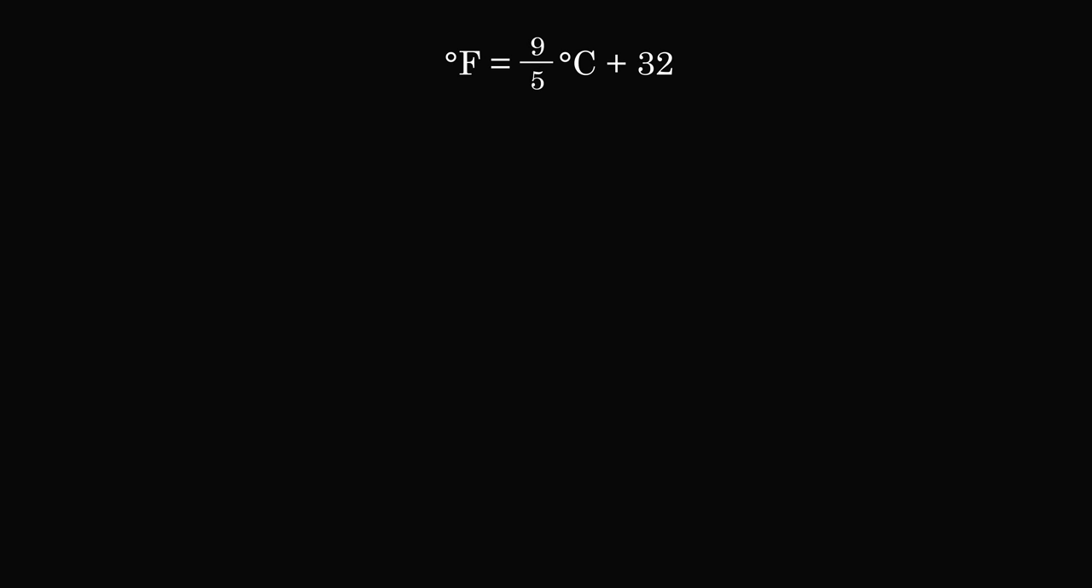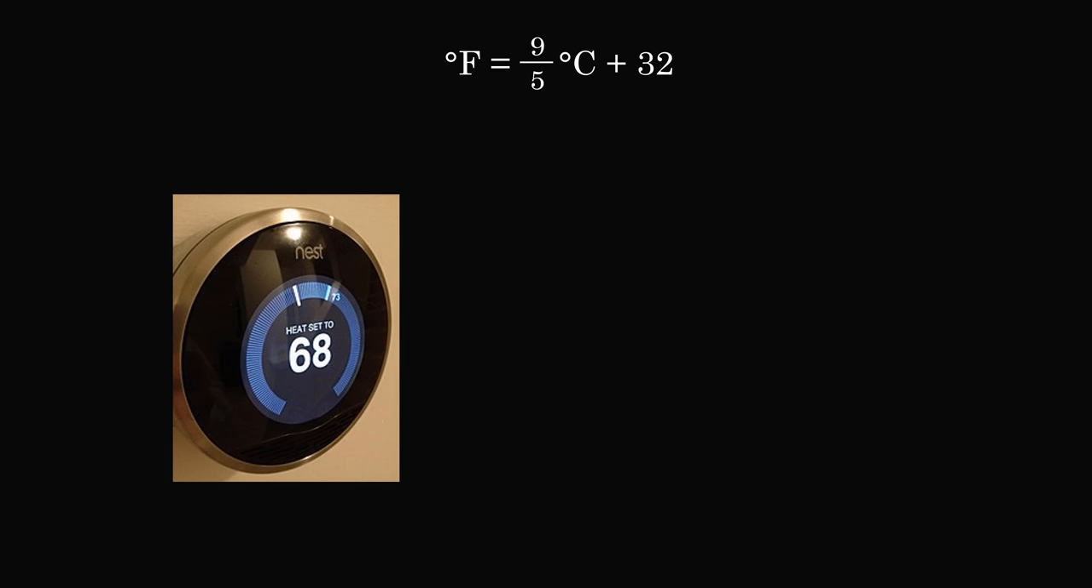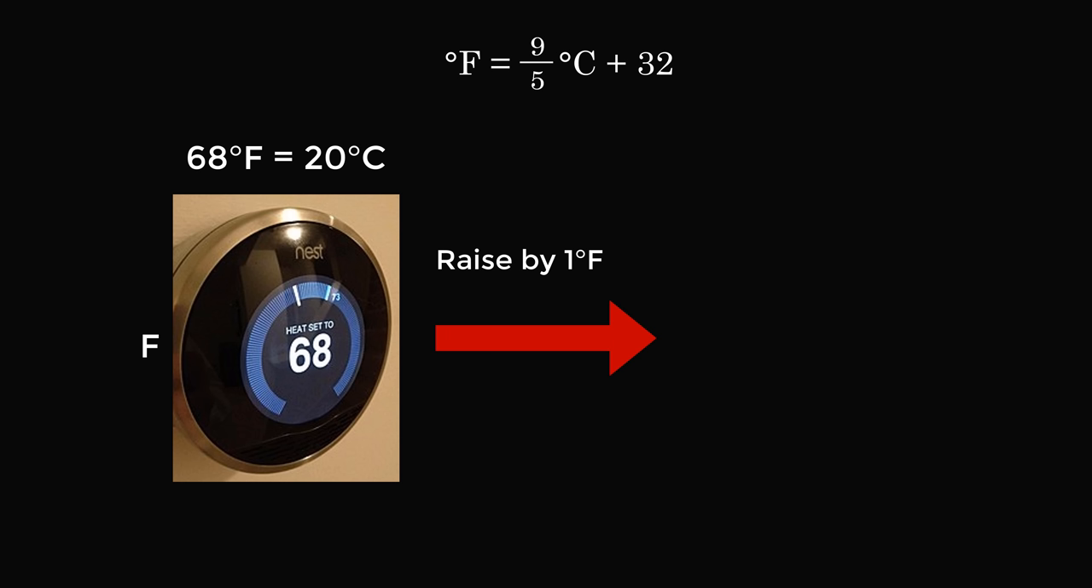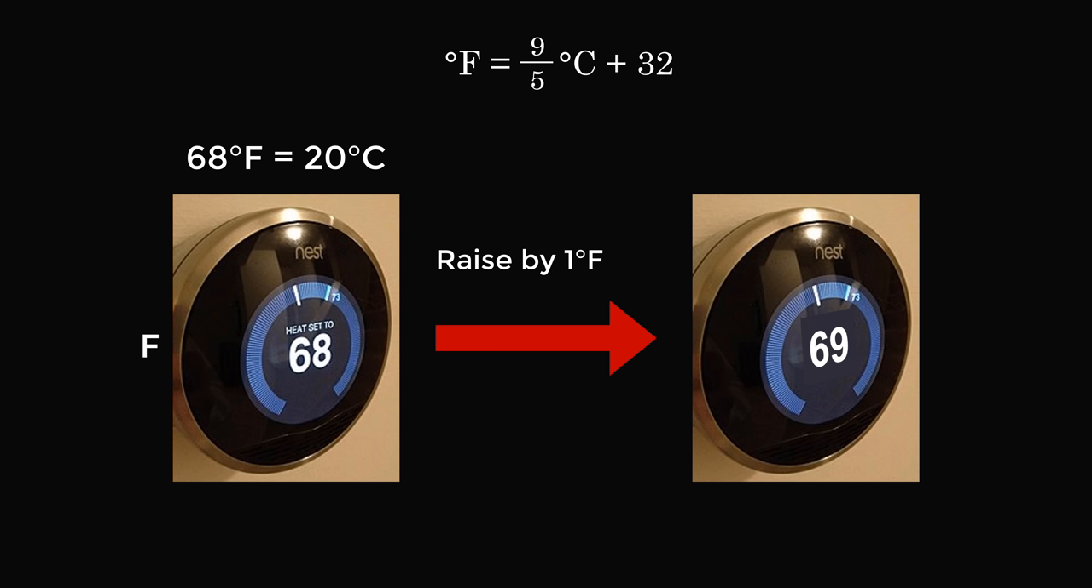But first, let's have a common example. Let's say you have a smart thermostat in your home that's set in Fahrenheit. If you set it to 68 degrees F, that's exactly equal to 20 degrees C. Now you would say something like, raise the thermostat by 1 degree Fahrenheit. This is something we say all the time. So it seems obvious that you can add temperature, that you have 68 degrees F plus 1 degree F. So what would happen here? You would end up with a thermostat that's set to 69 degrees F.